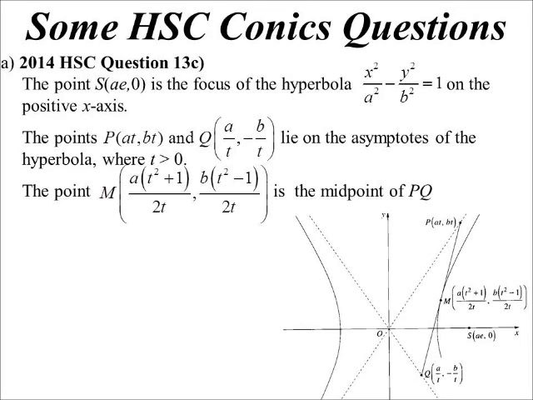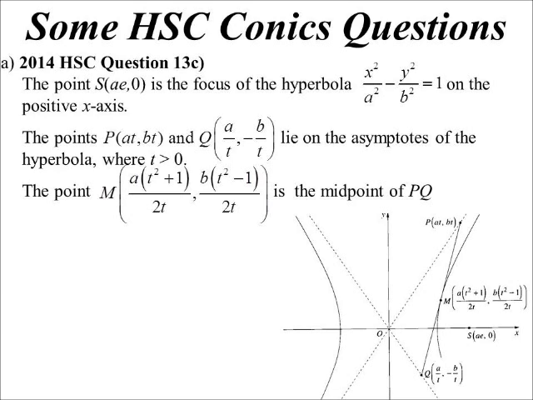Let's have a look at some HSC. Here's one of the more recent ones, last year's 2014 paper. We had our standard hyperbola, x squared on a squared minus y squared on b squared equals 1. Basically, they're setting the question up. S is the focus, (ae, 0). They've defined 2 points. They're not on the hyperbola, they're on the asymptotes.